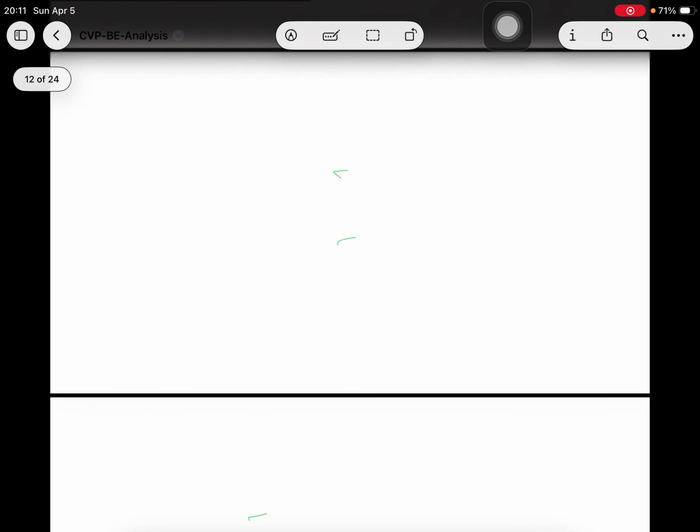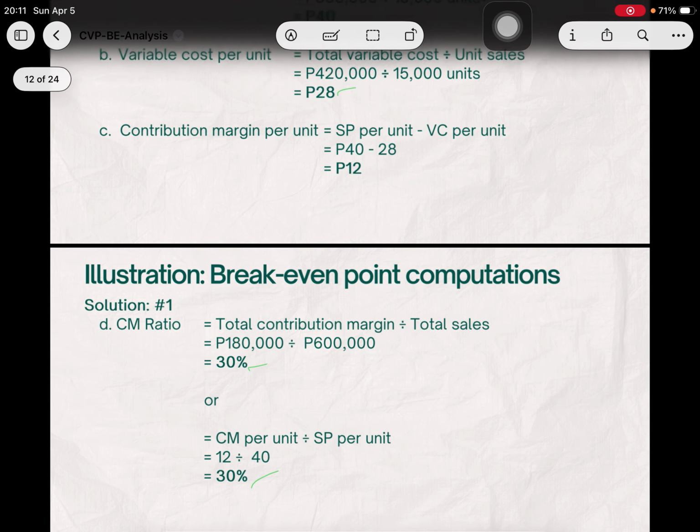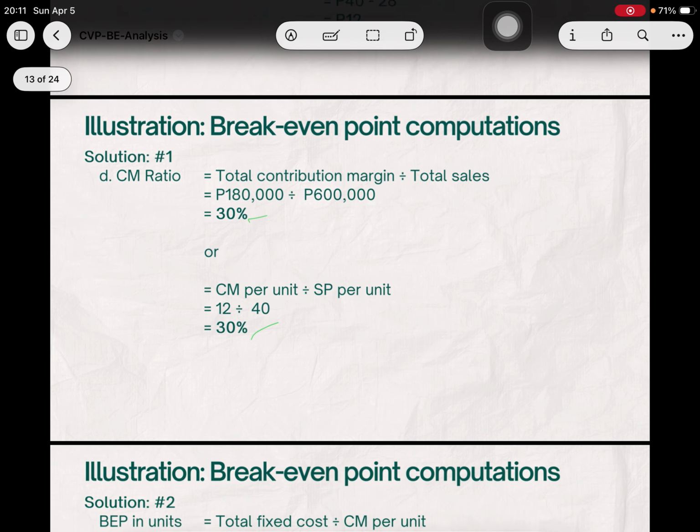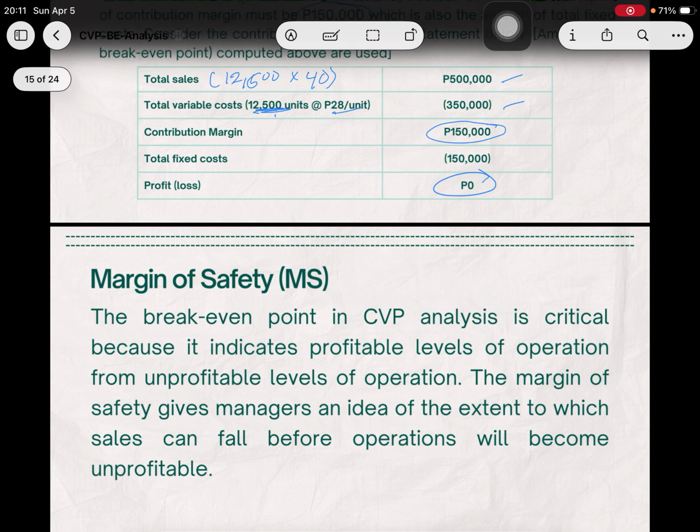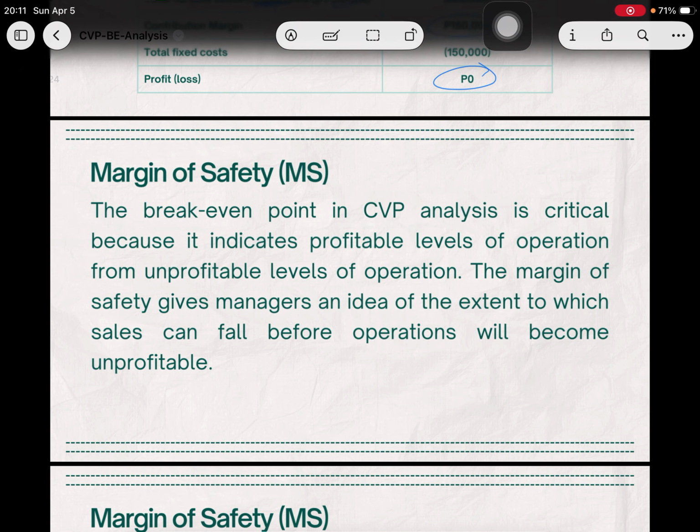So, tapos na natin yung computation part. No? Part 1 pa lang ito ha. Kasi meron pang other discussion for this topic, which is the margin of safety. Ayan. And then, we still have yung sales mix. Yan, sales mix. Yan, dalawang topic na lang for this recording. Tapos na yung ating chapter 4. Margin of safety at saka sales mix.